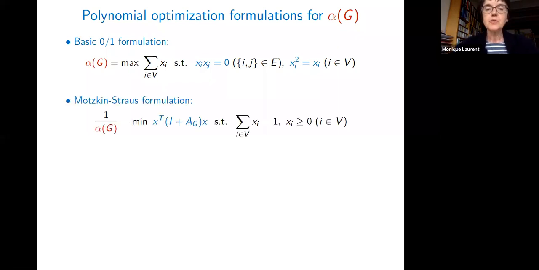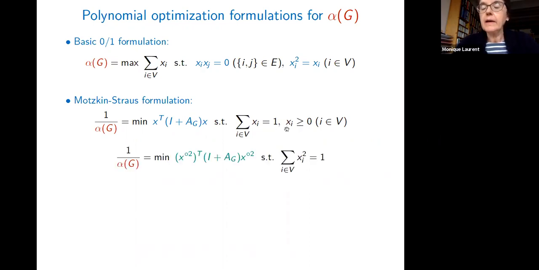Another formulation which is well known is due to Motzkin-Straus, which reformulates the computation of the stability number as a continuous problem, where you want to minimize a quadratic form. So here the matrix involved is the identity plus the adjacency matrix. So you minimize this quadratic form over the standard simplex, so all non-negative vectors summing up to 1.